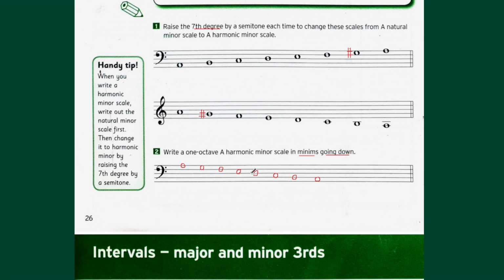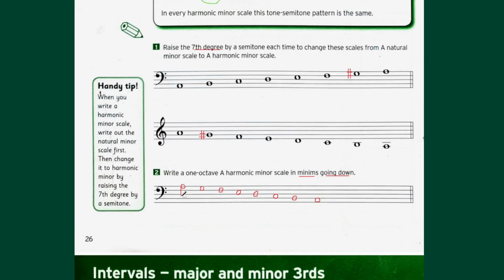So double check if you have all the 8 notes. Then you have to make them minims. You have to raise the 7th note and mark the semitones. Right. Okay, so I'm done with this question.